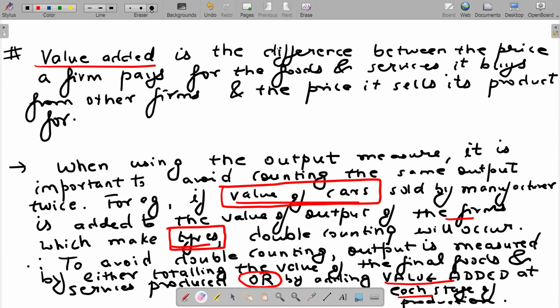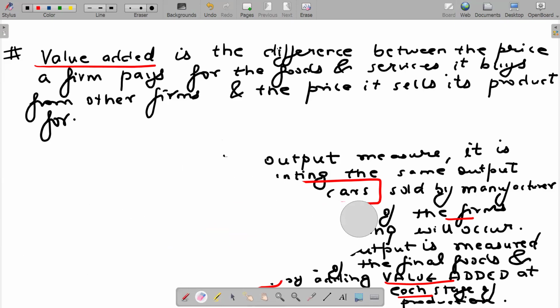For example, suppose I am a pizza manufacturing company. Either I take the final value of the pizza I'm selling to the customer, or I just calculate the value added at every stage. For example, from the wheat we make flour, from the flour we make bread, from the bread we make the pizza base, etc. That keeps on going. So I'm adding value added at every stage, or I'm taking into account just the final value of the good. So let's take an example to understand this.